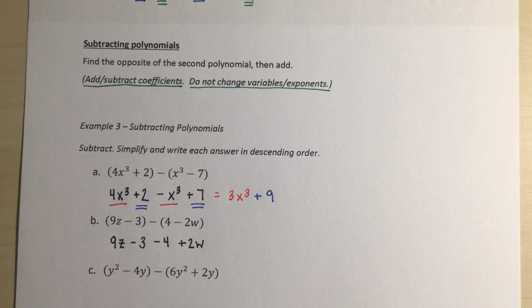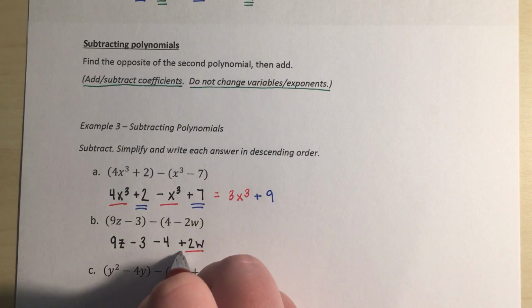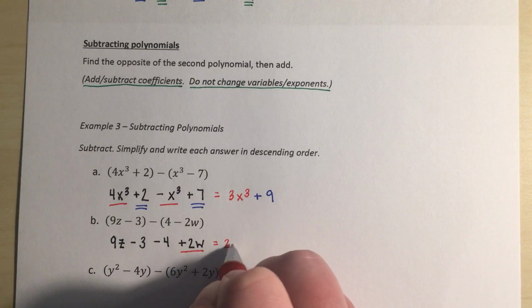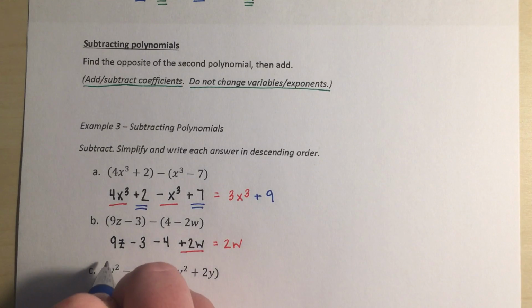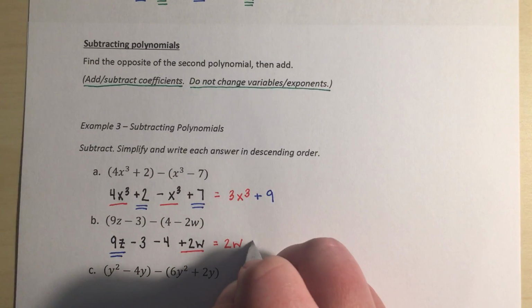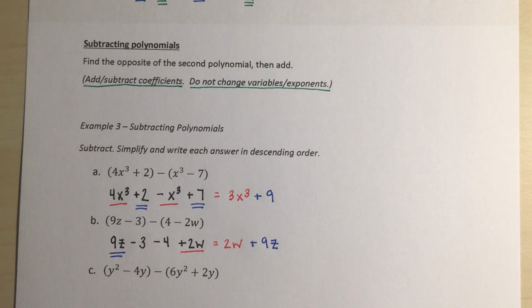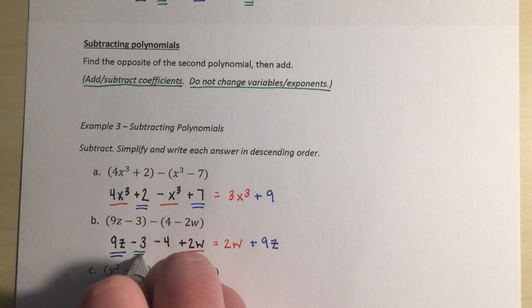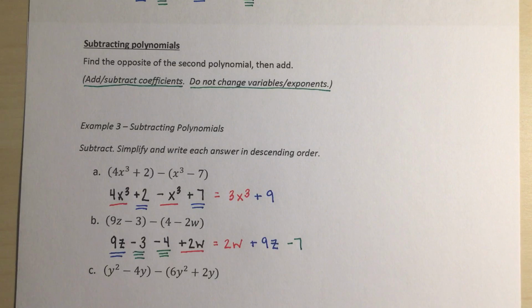So looking at this, the only terms that are like terms are our numbers. So we're going to start with our variables because our variables have the higher degree. Generally, if we have different variables, we go alphabetically. So I'm going to pick and choose this 2w to go first. So I have 2w plus 9z. Right? And then I'm going to combine my negative 3 and negative 4 to give me a negative 7.